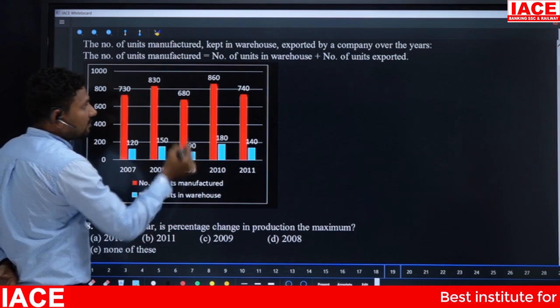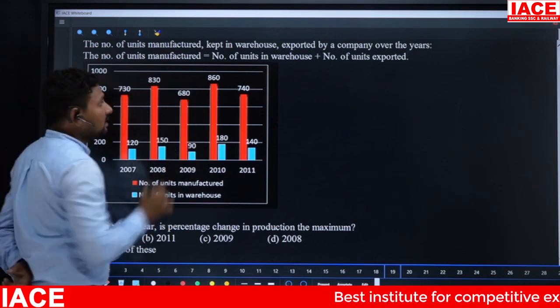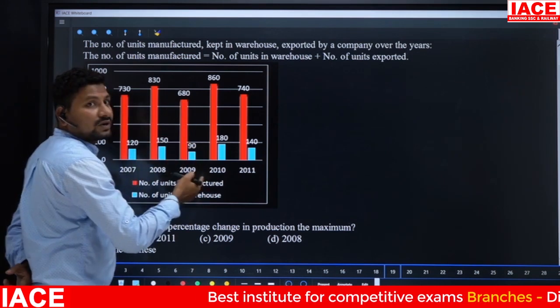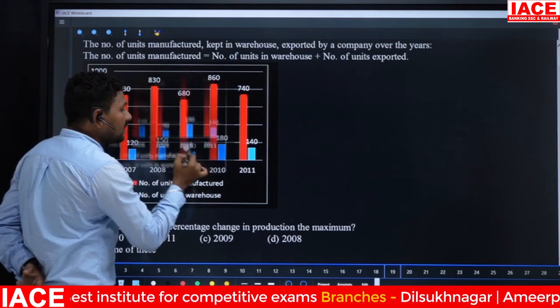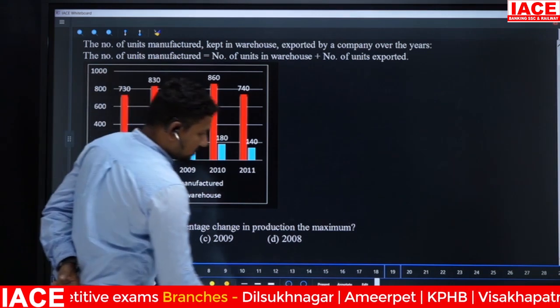So, as it is the remaining value, from 680, 90 will be removed. So 590 products are already exported. Only the left value is what? 90. So based on that, we should calculate.